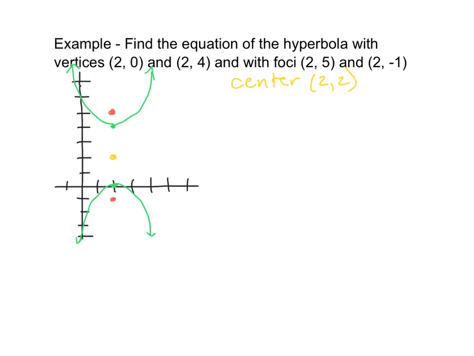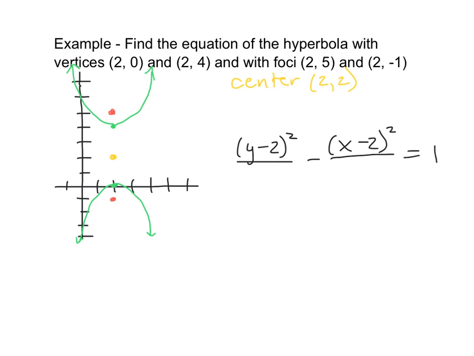We know that the y term is going to come first because it opens up and down, and the center being at 2, 2, we know it's going to be y minus 2 squared divided by some term that corresponds to the stretch up and down from the center. Then minus x minus 2 squared, again because the center is at 2, 2, divided by some term that corresponds to how much stretch has happened side to side from the center, equals 1.